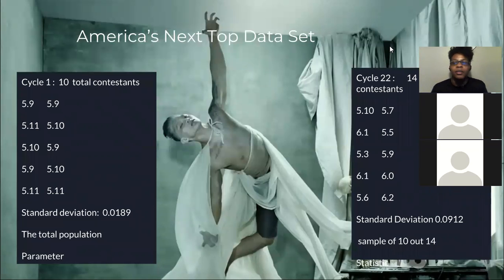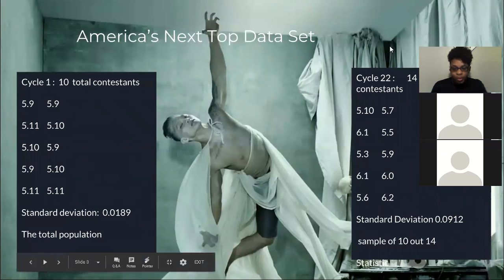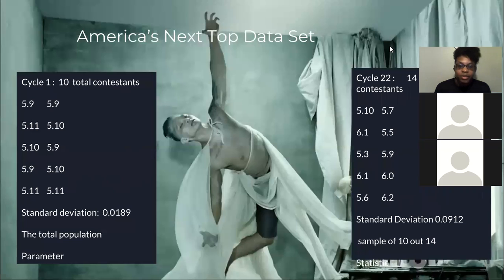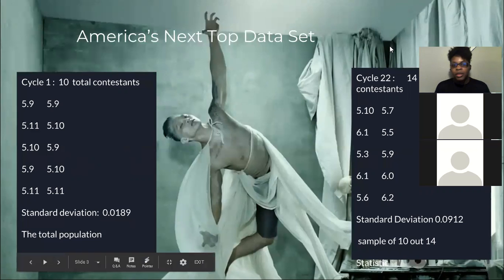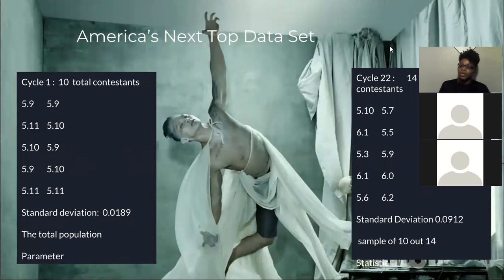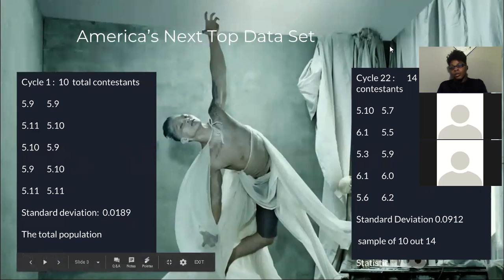I took a sample of season 22's contestants and I found their heights, which is the diagram over here. I calculated the standard deviation in Excel, and I got 10 heights out of 14 contestants, which means I had to take a sample, which is also called a statistic. Whereas for cycle 1, which aired back in 2003, there were already 10 contestants, so I used the total population, or the parameter. When I calculated the standard deviation, I got a greater standard deviation with cycle 22, and a lower standard deviation for cycle 1, and we'll explain why.